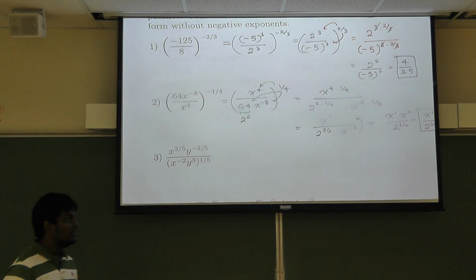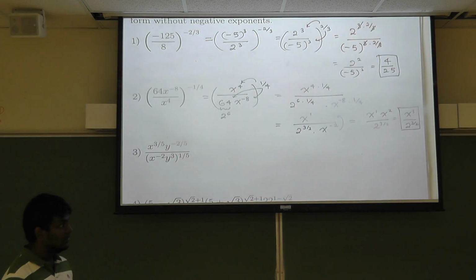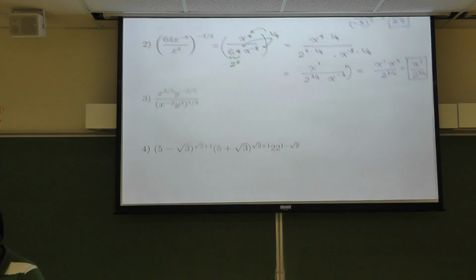Now, in this case, I did not ask you to rationalize the denominator or anything. So the answer x to the 3 over 2 would be there. That would be the final answer. Okay. And the last example, there are 2 more examples.